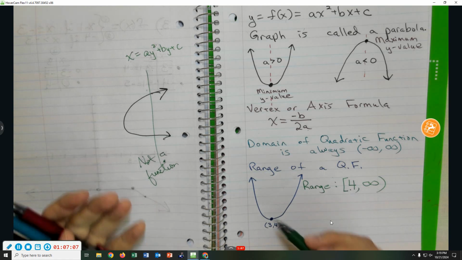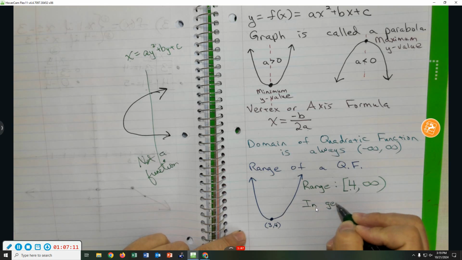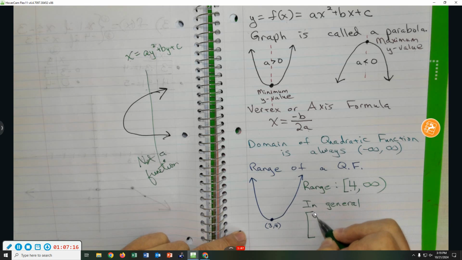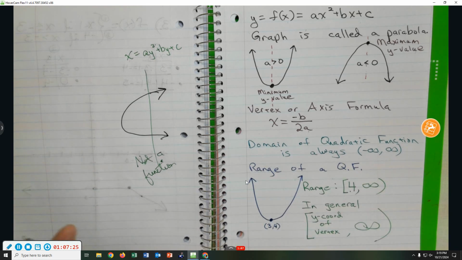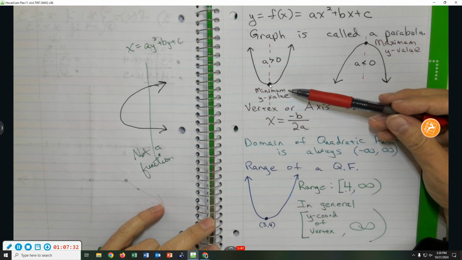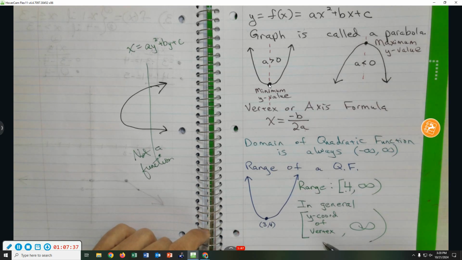So in general, for a parabola opening upward, let's see if I can write this. In general, it's the y-coordinate of the vertex, comma, infinity, if it's opening upward. The y-coordinate is a minimum. That's the y-coordinate of the vertex is the minimum y-coordinate. So you expect the range to be in this format here.